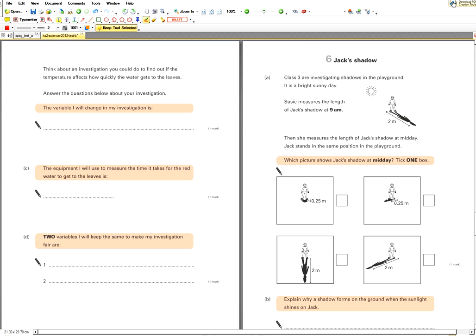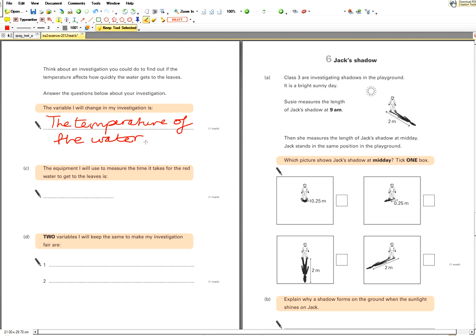The variable I will change in my investigation is... So what will you be changing in your investigation? Temperature. Well done. The experiment is about temperature, so you are going to change the temperature of the water. That's what is going to be changed.